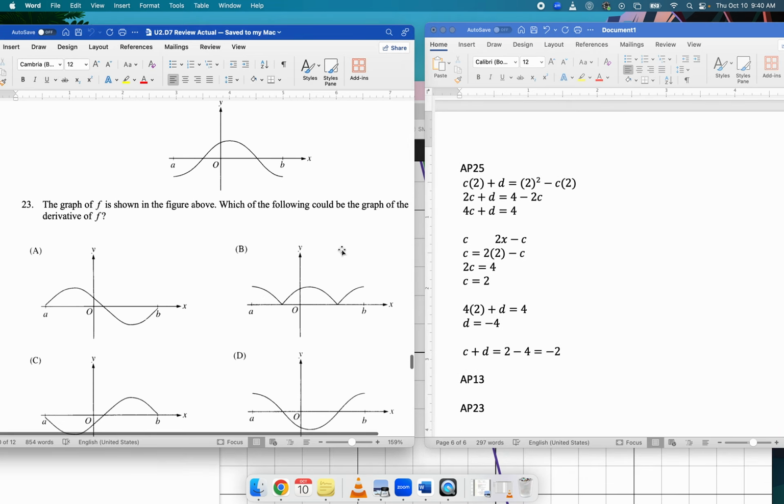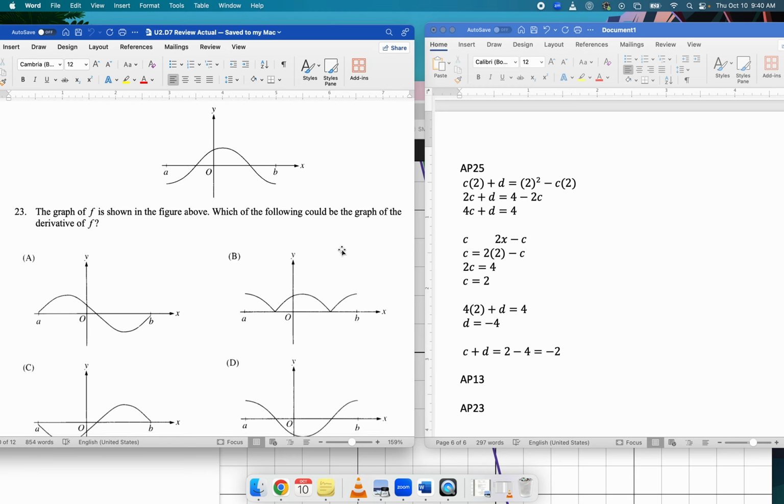AP 23. The graph of f is which of the following? Real fast, I just like to ask where the derivative is 0. So it's 0 right here. So I'm looking for a graph whose value is 0 at that location. So it could be A.